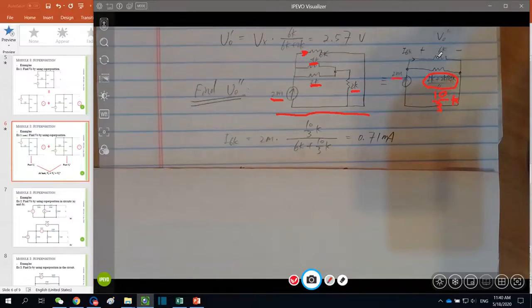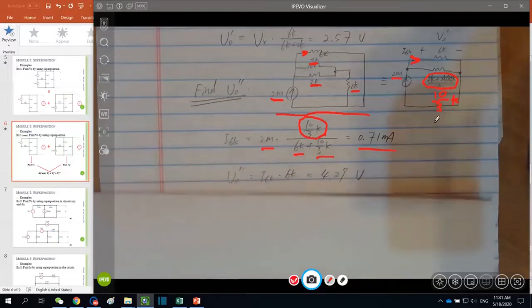So to find the 6 kilo ohm resistance current here, we can apply this current divider. Total current times the ratio. The numerator is the other, which is the 10/3 kilo ohm. The denominator is the sum of 6K and this 10/3 kilo ohm. So it turned out that the current through the 6 kilo ohm resistor is equal to 0.71 milliampere.